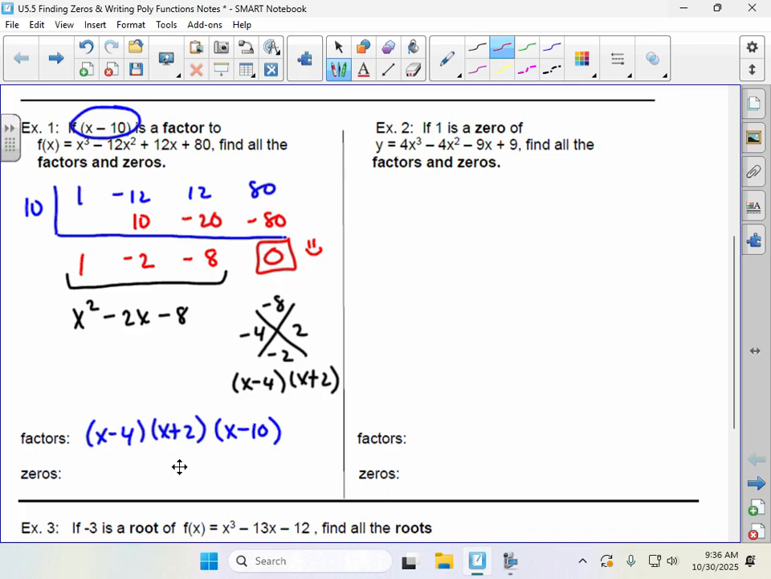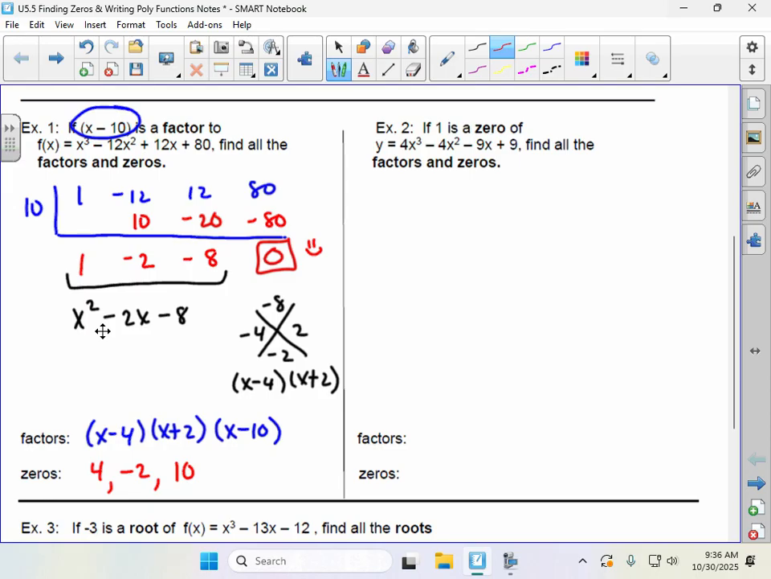All right, now we can get the zeros or solutions. Set each factor equal to 0 and solve it. So from x minus 4, we're going to get positive 4. From x plus 2, we get negative 2, and from x minus 10, we get positive 10. And again, you just have to change the signs to get the zeros from the factors.